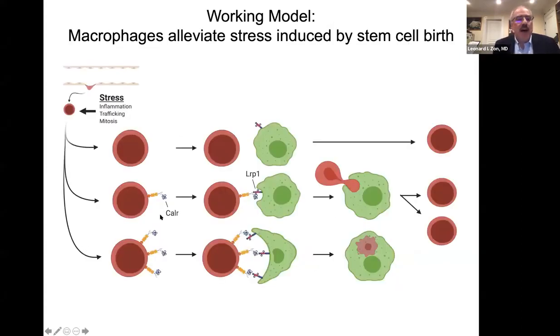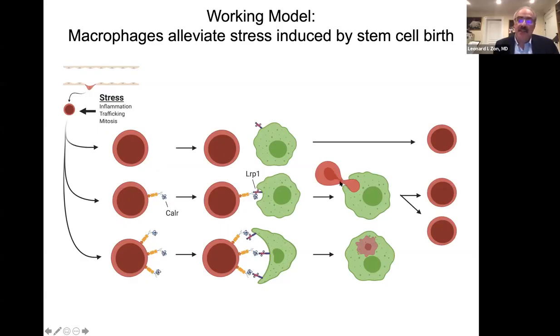So just a working model is we think that there's a lot of stress in having the stem cells being born, and they need to traffic to another place and undergo mitosis. And this allows the stem cells to have three different paths. In one path, really nothing happens because these stem cells don't express calreticulin, they don't interact with those macrophages, they just persist. If you have some calreticulin on the surface of the stem cells, it'll interact with those macrophages that have LRP1, and this will lead to that interaction, the grooming behavior.